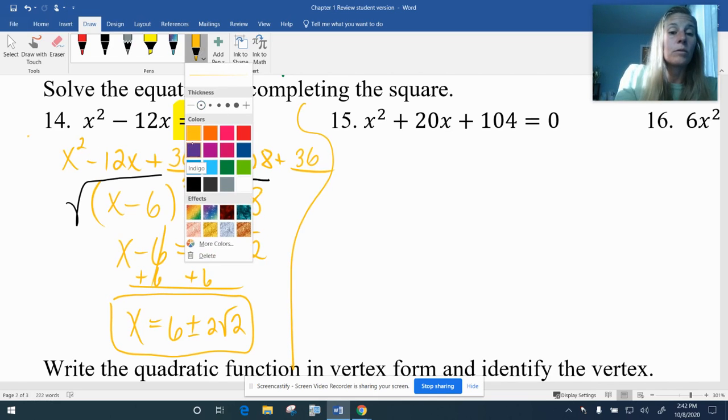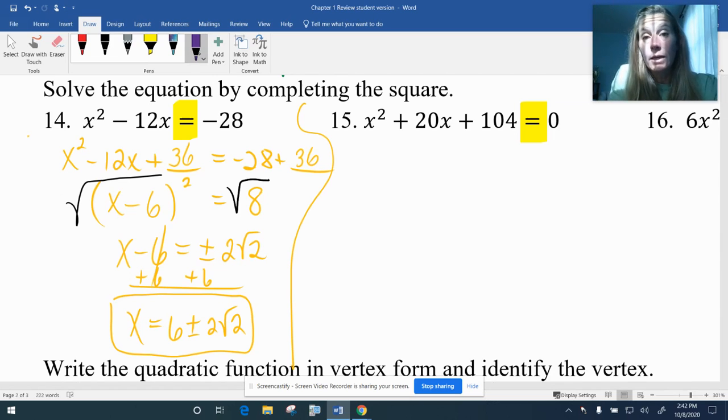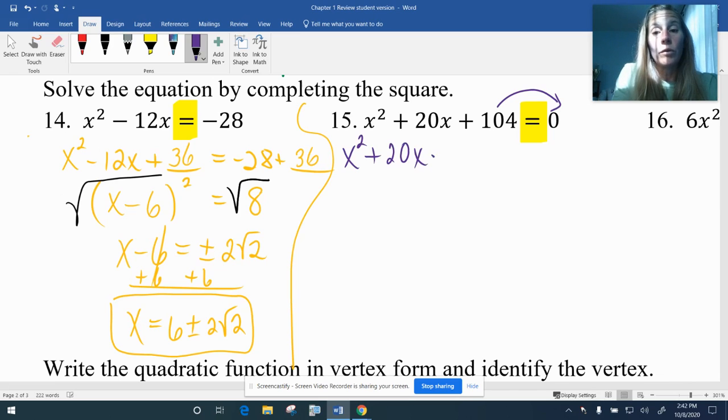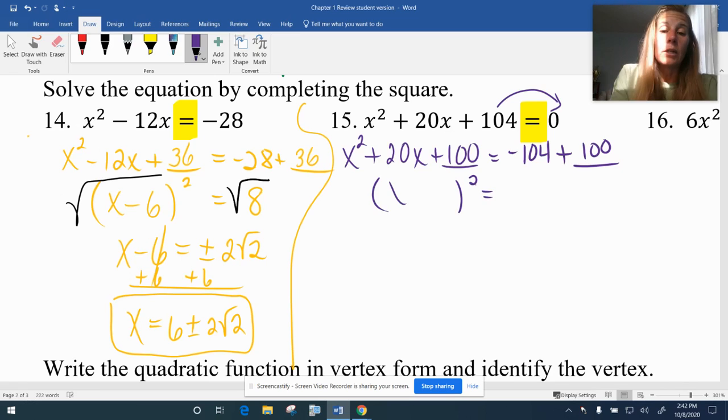Okay, so now on the next one, my equal signs over here, right? The problem is half of 20 is 10, and 10 squared is 100, not 104. So we just need to move that over and make room for the 100 that I want to be my third term. And of course, if you add it to one side, you need to add it to the other as well. So now that this is a perfect square trinomial, I can factor it into x plus 10 squared.